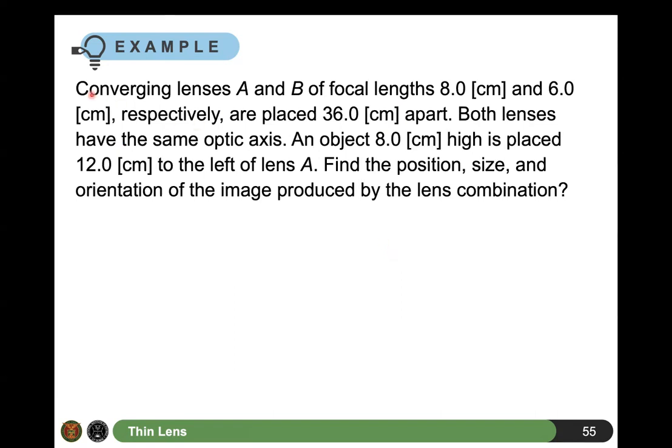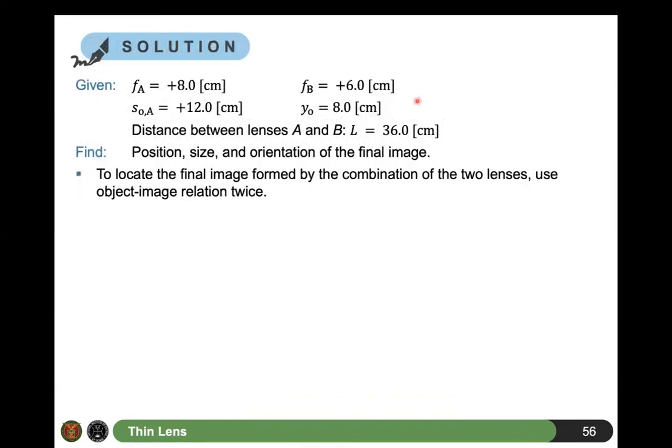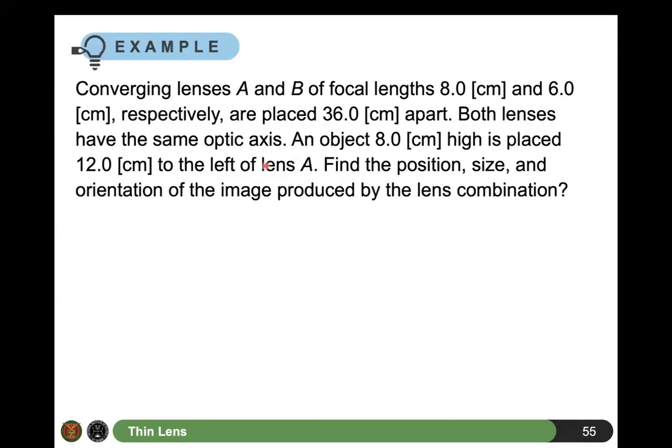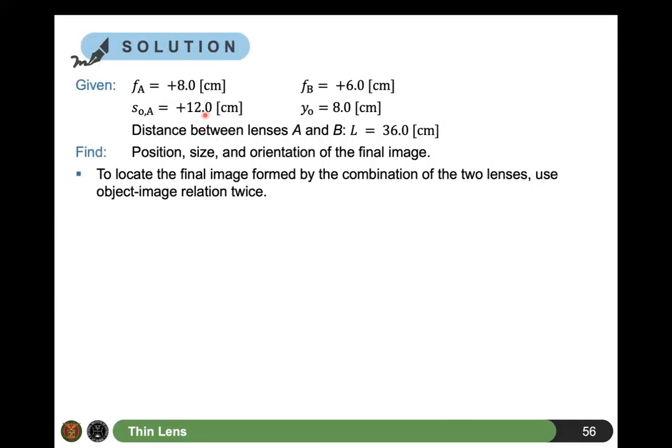Okay. So sabi, converging lens. So yung focal length na 8 at 6 should be positive. So yun yung unang isusulat. So FA is positive 8, FB is positive 6. And then, object is to the left of lens A, so that will be a positive SO with A and a positive image height of 8 centimeters. Okay. And we take note of the distance between lenses A and B.